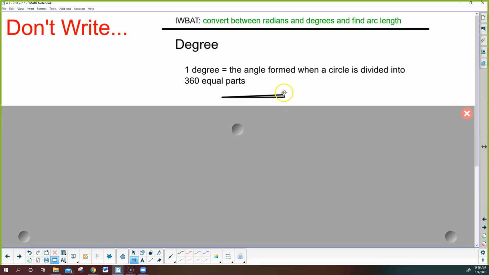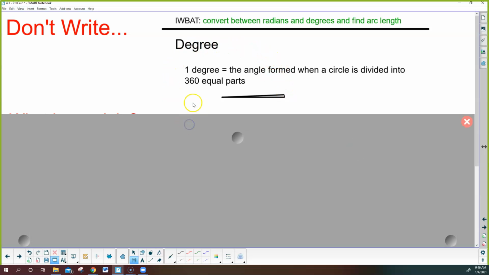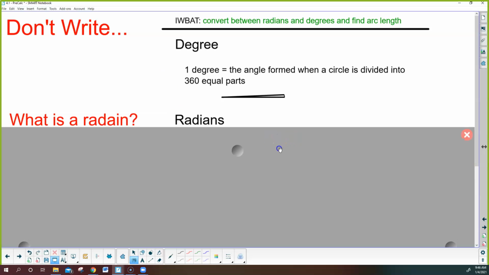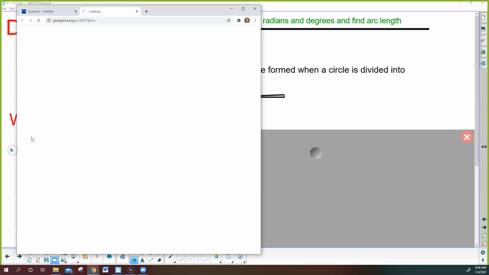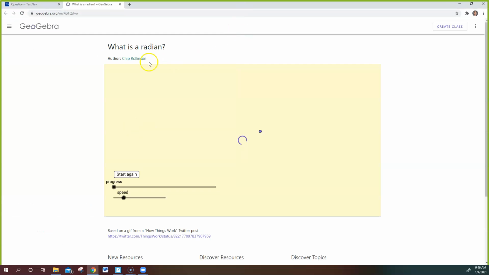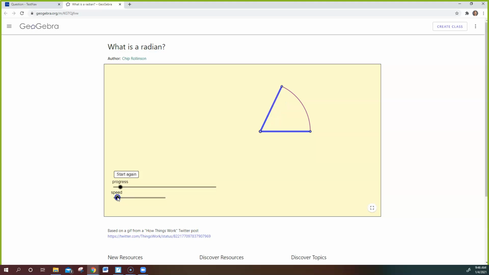This is a small part. If I had 360 of these all stacked up on top of each other, it would form a full circle, right? We've known that for a while. So what is this idea of a radian? Well, I want to show you this, and this is just a visualization of what a radian is and how it works. So I'm going to stop this as we go. So let's take a look at, whoops, here's what we got. Let's start off with a dot. And what if I draw a line?